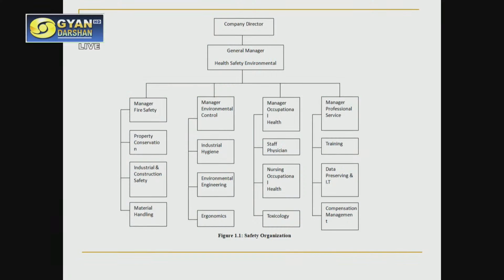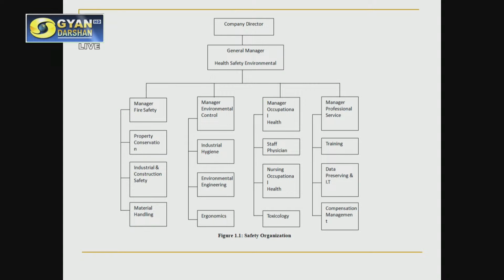This is the flow chart of the safety organizations. Every company has an executive director or managing director, followed by the general manager, health and safety environment. There is a different general manager in that industry exclusively for industrial safety, health, safety and environment. Under the general manager, there are four different manager categories. One manages safety, another is the manager of environmental control, another manages occupational health, and another manager deals with the professional service.